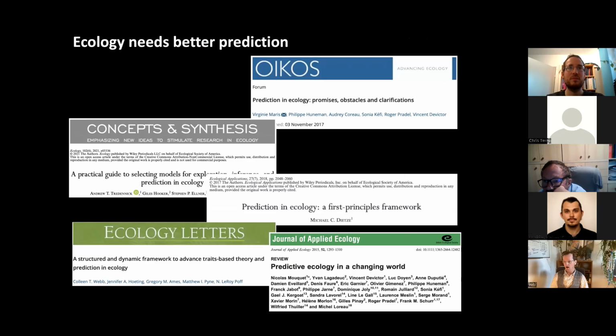So I don't think I probably need to spend too much time on this slide. Ecology needs better prediction. Many calls have been made for theoretical frameworks and for synergies between theories and data to be able to do more accurate forecasting. And in order to forecast, we need to first understand.